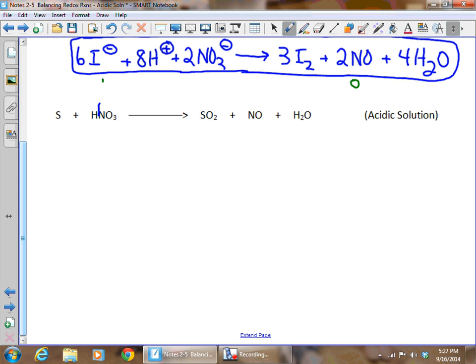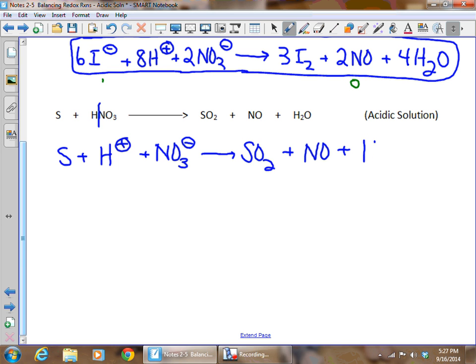We're going to ionize the strong acid, HNO3. Everything else is going to remain unchanged because it's either molecular or an element. So we're going to have sulfur plus H plus NO3 minus. Remember, if it splits, it gets a charge. SO2, NO, and water simply carry down because they're molecular.